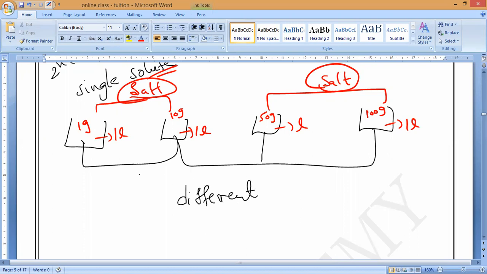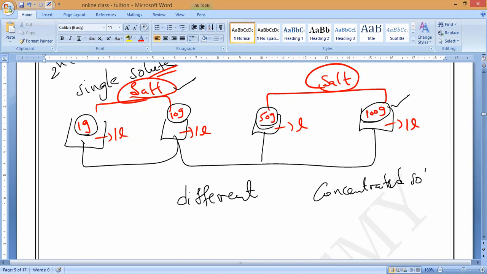Is it yes or no? Because here only 1 gram of salt is dissolved, here 10 grams, here 50 grams, here 100 grams of salt is dissolved. So which concentration is more? The 100 grams concentration is more. Understand? 1 gram is less. So even though the same solute is dissolved, with different quantities we can make different concentrations. Will you accept what I am speaking?